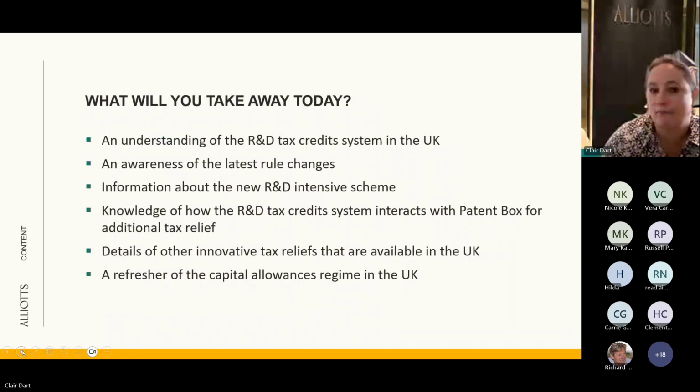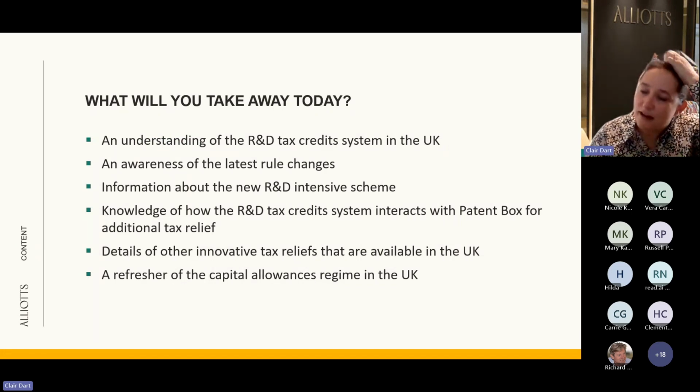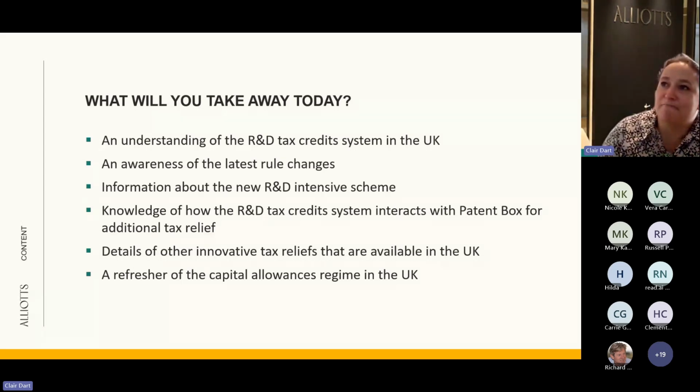So what will you actually take away from today? As we said on the invite, there are a number of things we're going to cover today. We're going to start with an understanding of the R&D tax credit system in the UK. Hopefully you'll have a general idea of it by the end of it, but it is quite complicated. So I don't profess to cover everything in this webinar.